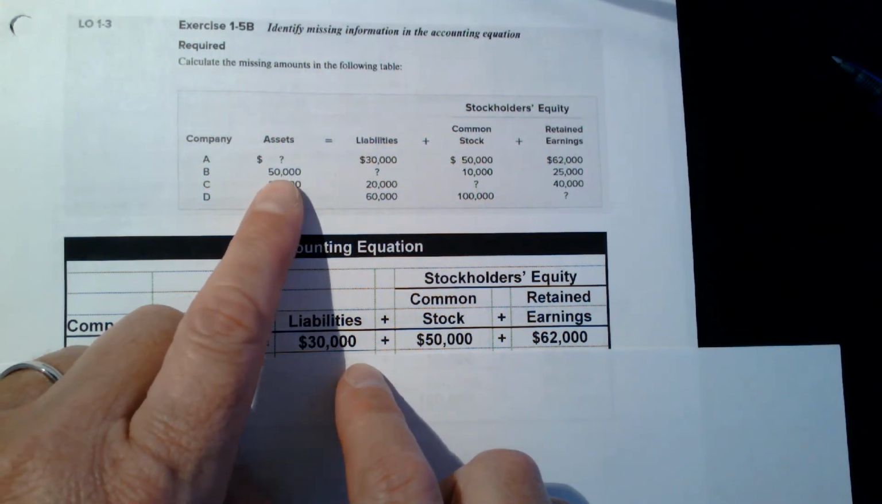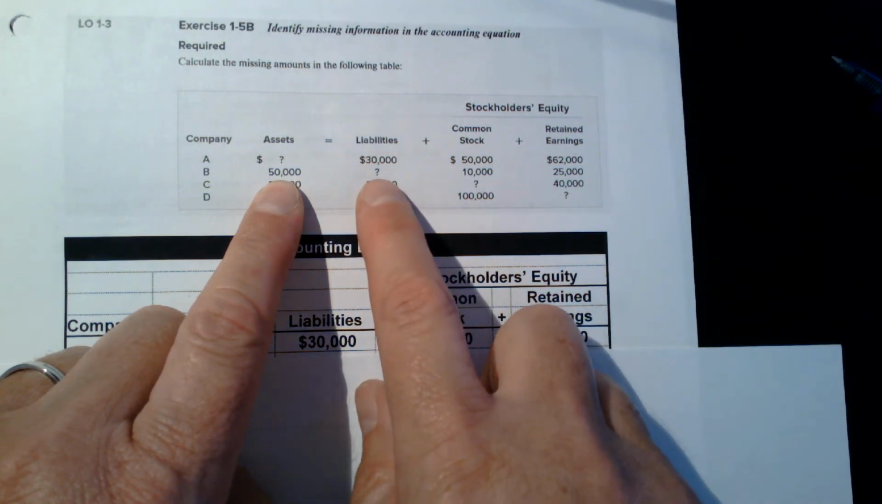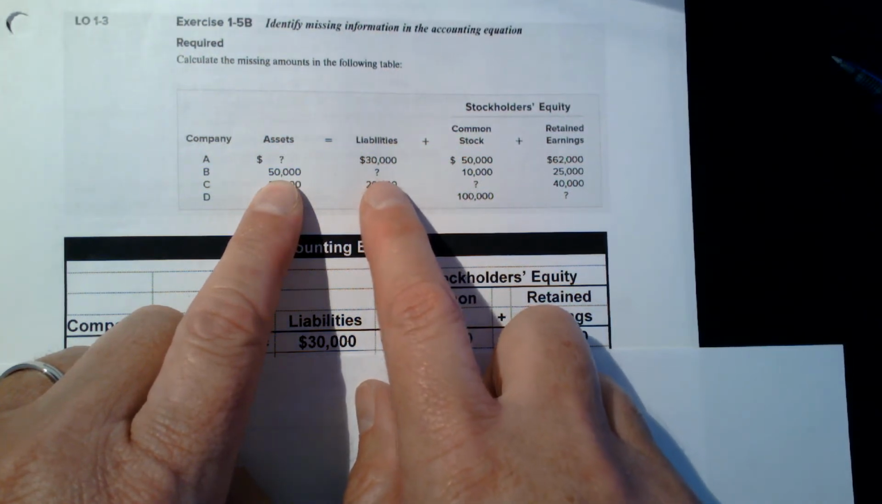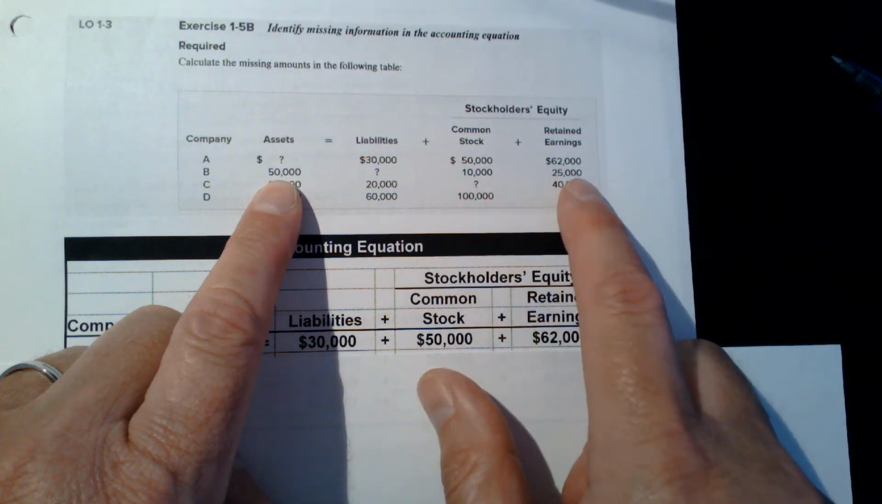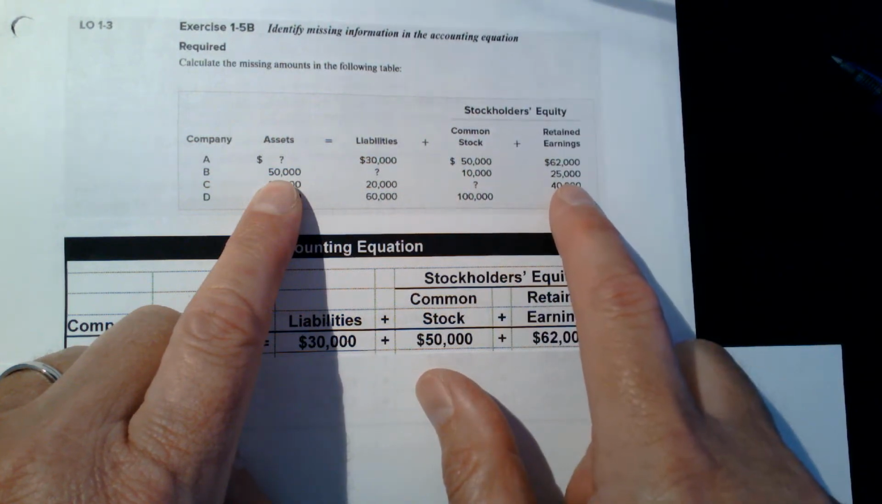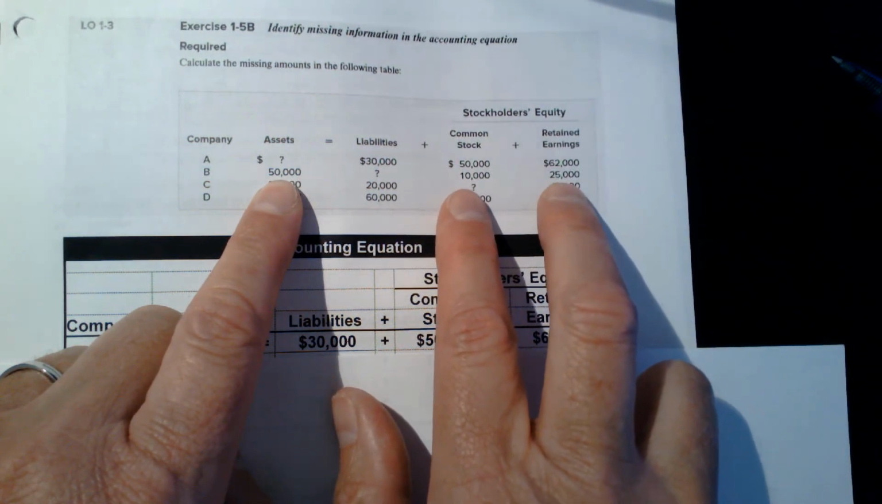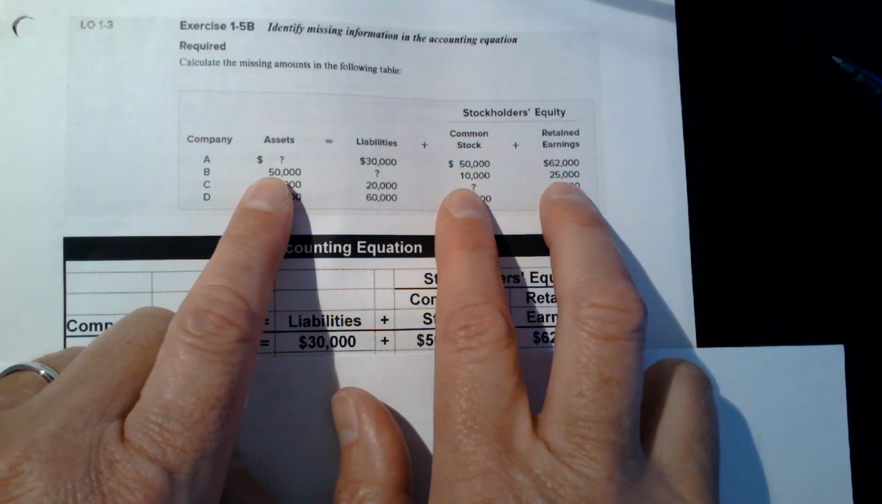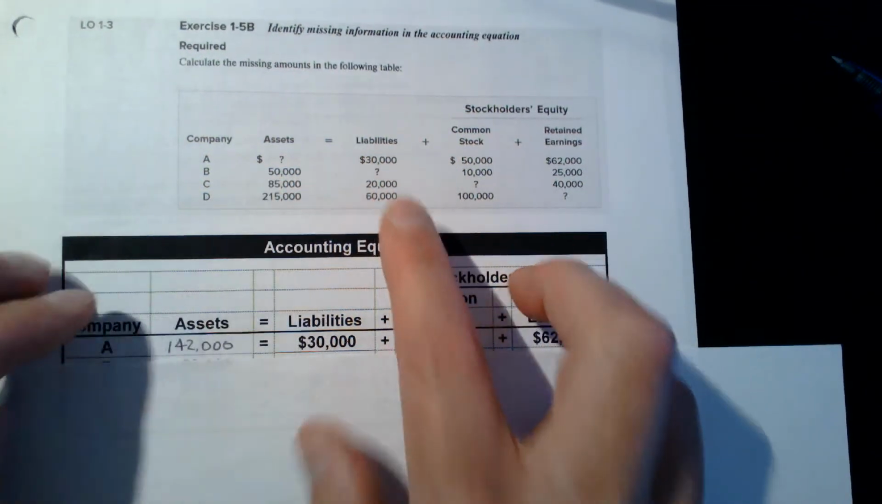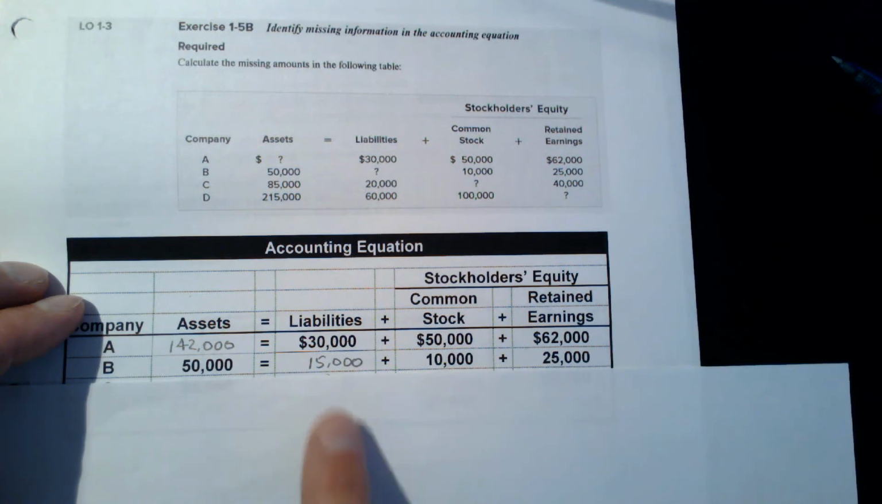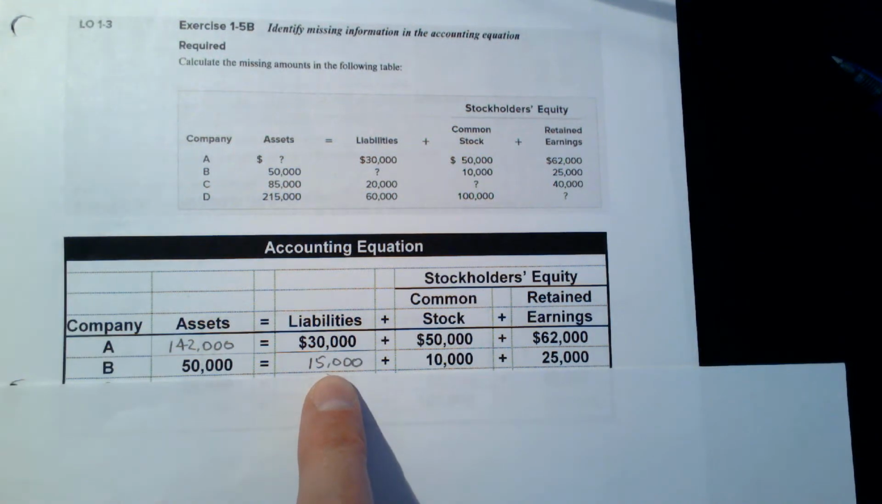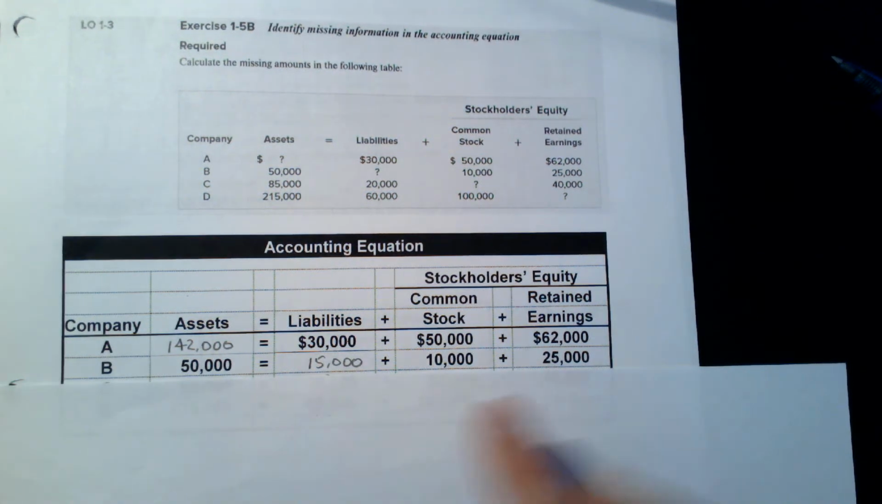On one side of the equal sign we have 50,000. The other side we don't know what the liabilities are, but we know the stockholders' equity is 10,000 plus 25. So if I have 35 on this side and I have 50 on this side, I can see that I need 15,000 to make that balance.